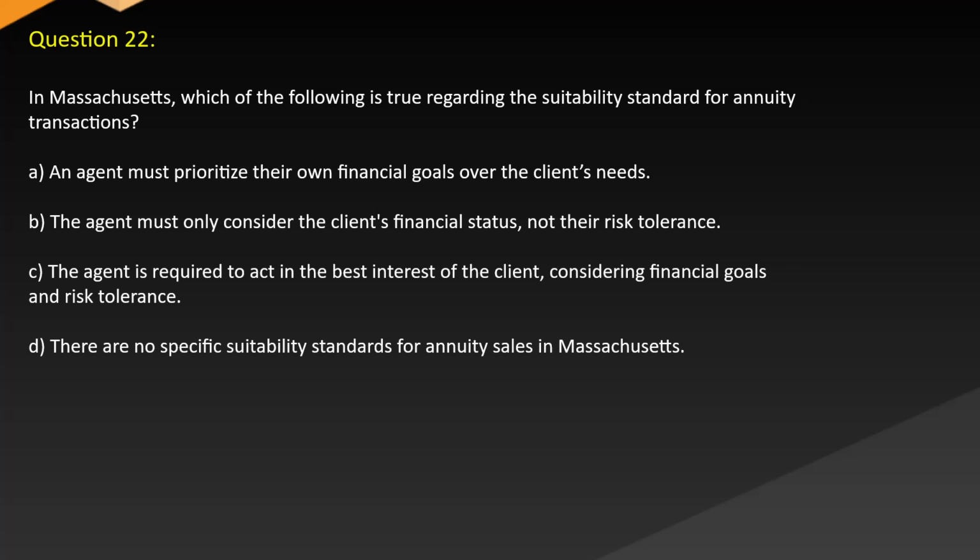A. An agent must prioritize their own financial goals over the client's needs. B. The agent must only consider the client's financial status, not their risk tolerance. C. The agent is required to act in the best interest of the client, considering financial goals and risk tolerance. D. There are no specific suitability standards for annuity sales in Massachusetts.